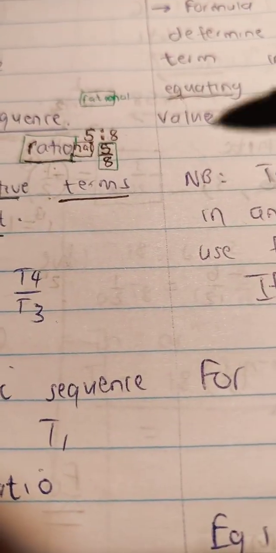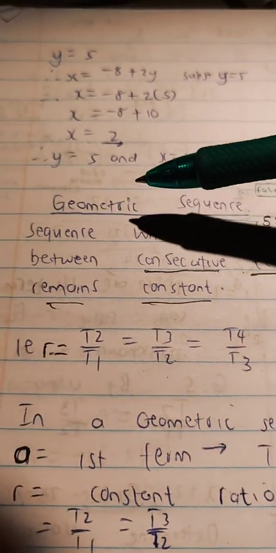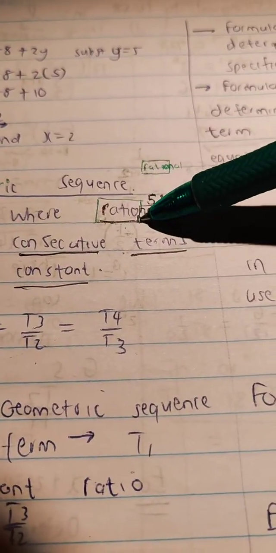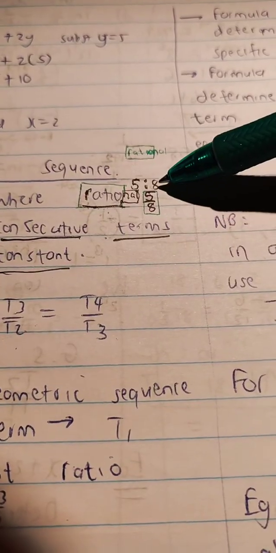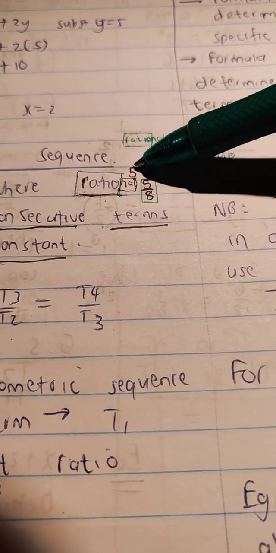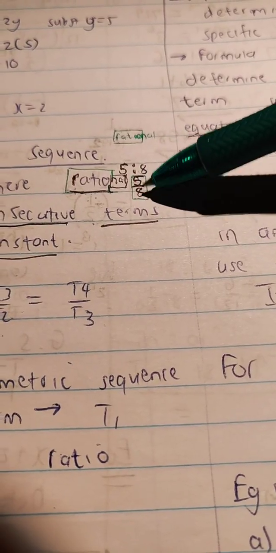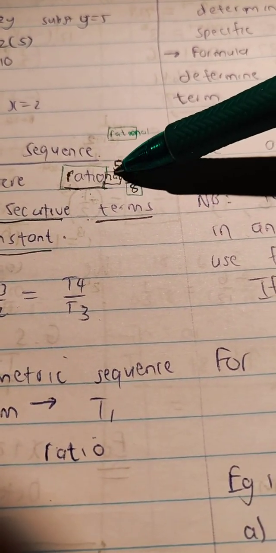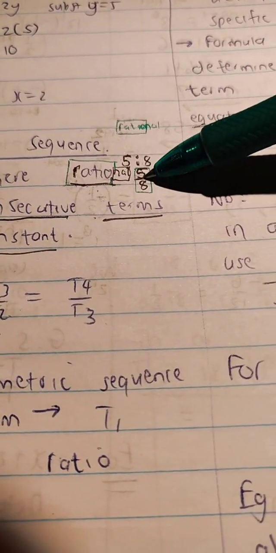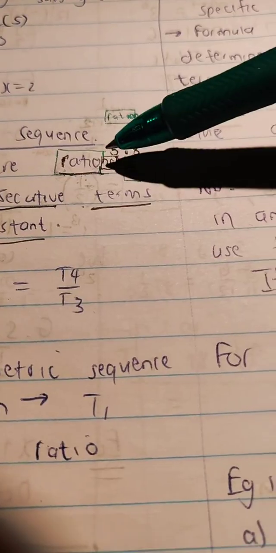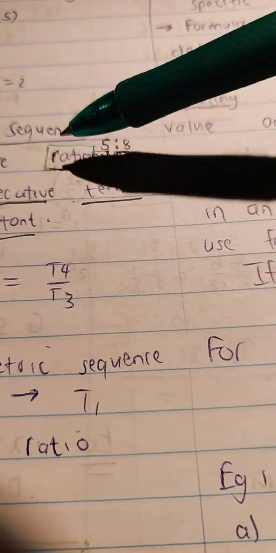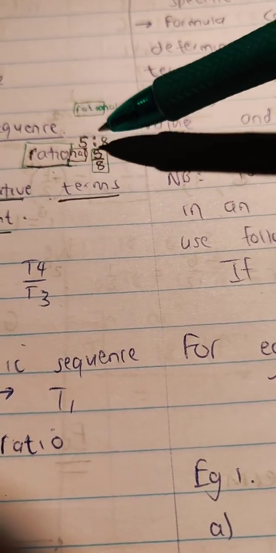I hope you understand that a geometric sequence is a sequence where the ratio, and by ratio we mean either 5:8 as a ratio in this sense, or you can write the ratio 5:8 as 5/8. It can be written as a fraction, because a rational number is a number that can be written as a fraction, where the numerator and the denominator are integers. So that's why I'm saying the word rational has its root as a ratio, and a ratio can either be written as 5:8.